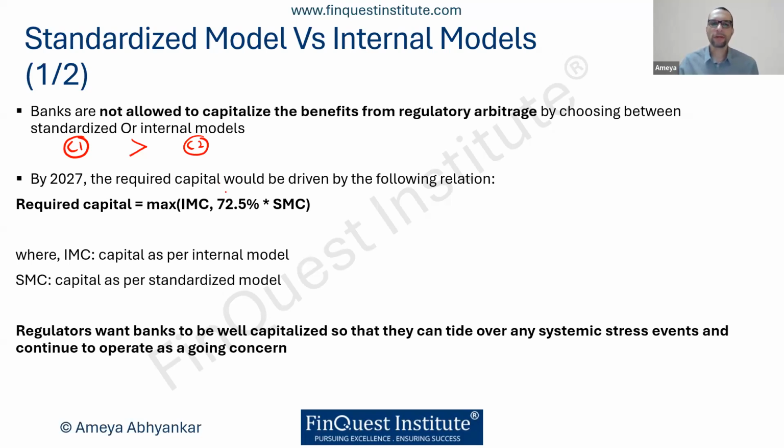Now, by 2027, the regulatory capital would be driven by a relation given as below. It's the maximum of IMC, which is the capital as per the internal model, or 72.5% of SMC, which is the capital as per the standardized model. And as I mentioned earlier as well, regulators want banks to be very well capitalized so that no matter what, the bank should be robust enough to tide over any kind of systemic stress and continue as a going concern, i.e., not default on their commitments and continue their business as usual.